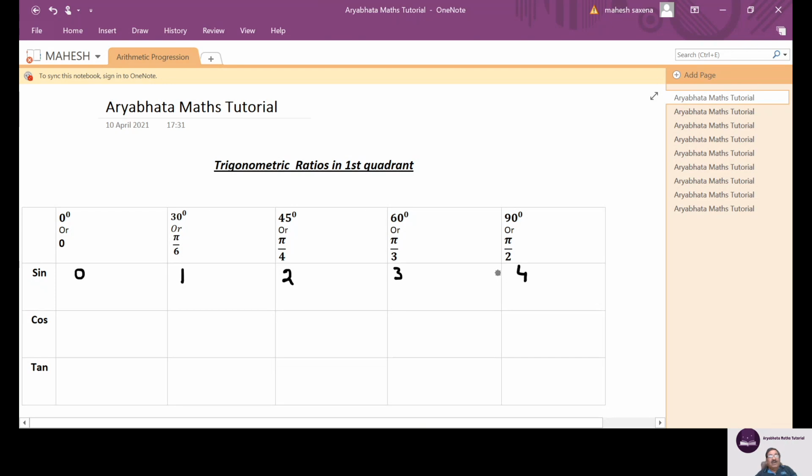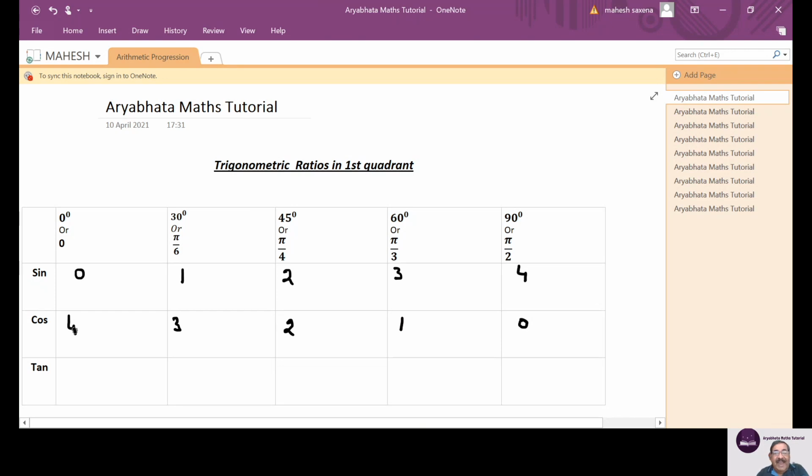In case of cos, you reverse it. That is, below 90 degree you write 0, below 60 degree you write 1, below 45 degree you write 2, below 30 degree you write 3, and below 0 you write 4.